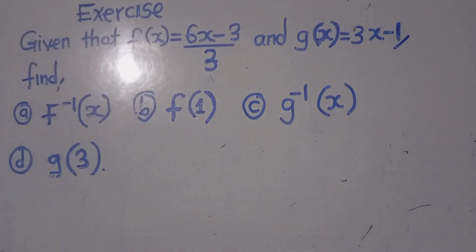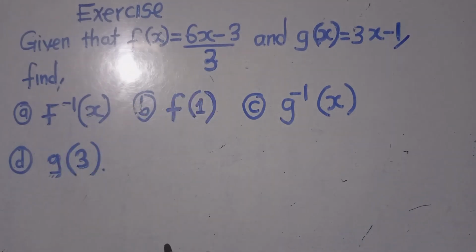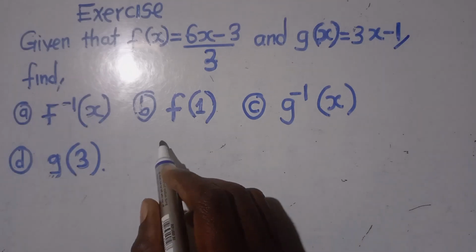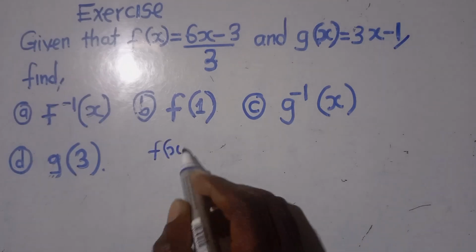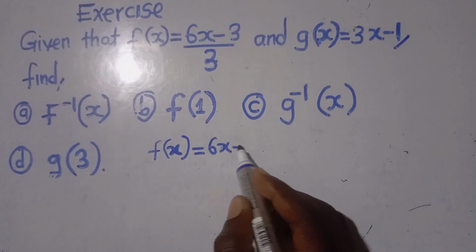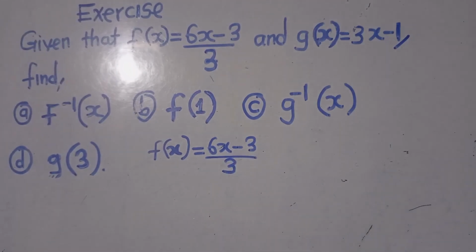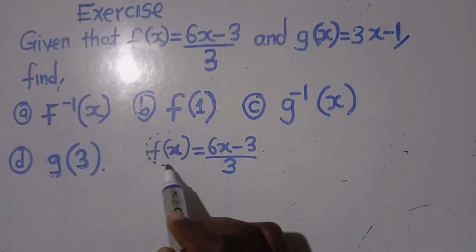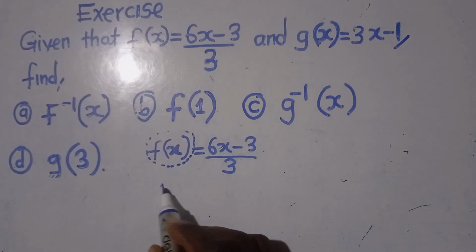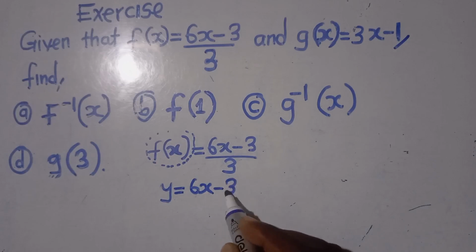So we want to find the inverse of the function f. So this is the first question. What you are going to do is get the function that is given, f of x, which is equal to 6x minus 3 over 3. This is what you are going to do. From there, you let this part be equal to y. You say y is equal to 6x minus 3 over 3.